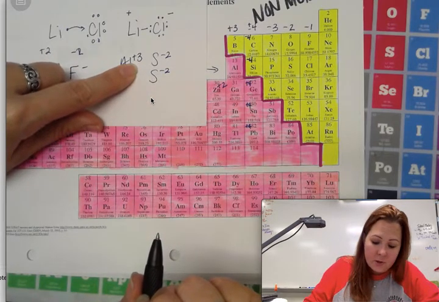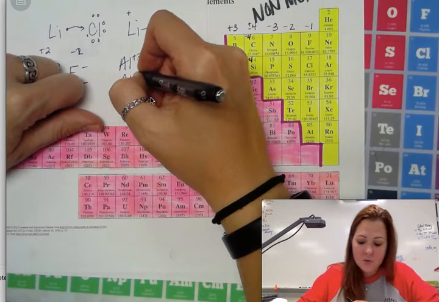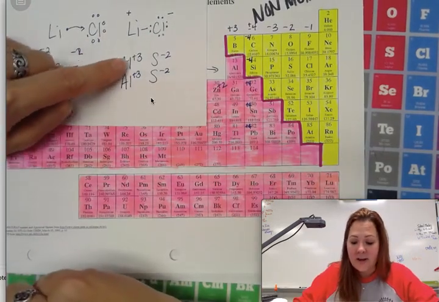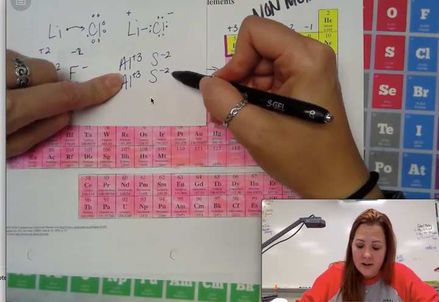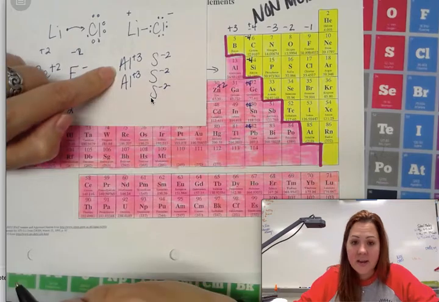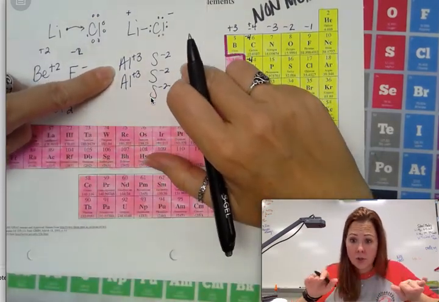So I'm going to add another aluminum. That's +3. So now I have +6 on this side. I have -4 on this side. If I add another sulfur, that gives me +6 and -6. All the charges are canceling.